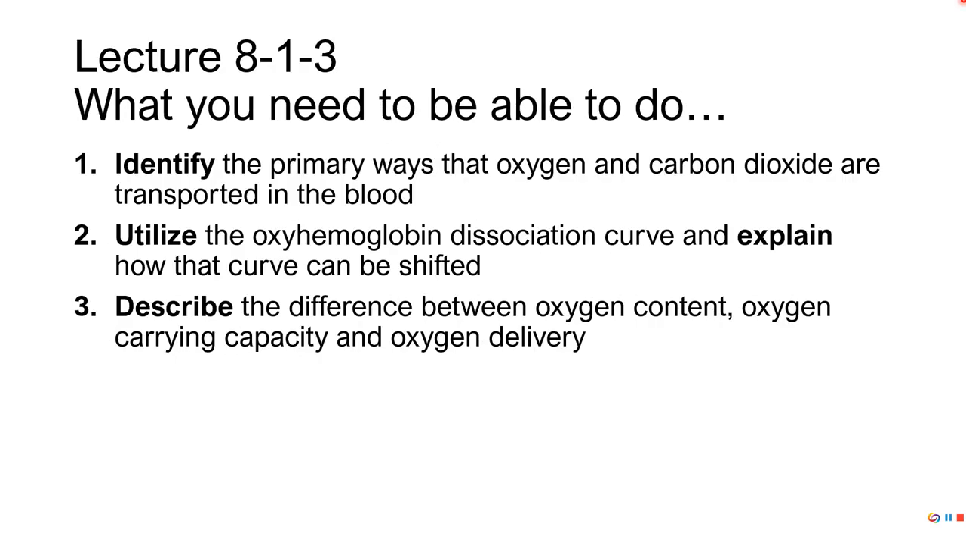So, what do you need to be able to do? Identify the primary ways that oxygen and carbon dioxide are transported in the blood. Use the oxyhemoglobin curve and explain how the curve can be shifted and the effects of those shifts. And then describe the difference between content, carrying capacity, and delivery.